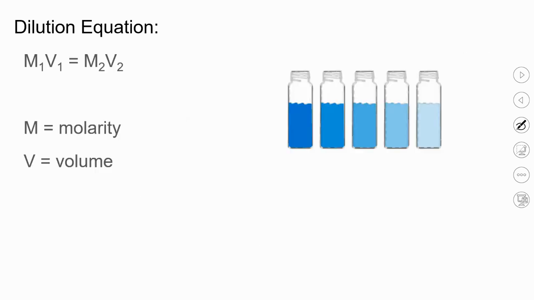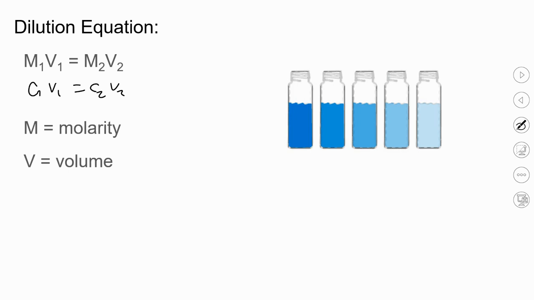This is the last equation we're going to talk about today. This is the dilution equation. This will also show up when we're doing titrations. When we do lab 13, this happens. This is the equation that we're using. So we have M1V1 equals M2V2. This also shows up as C1V1 equals C2V2. So depending on who you're learning this from, this might show up as a different equation.